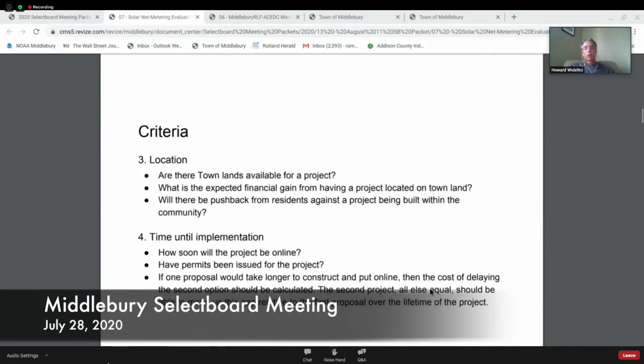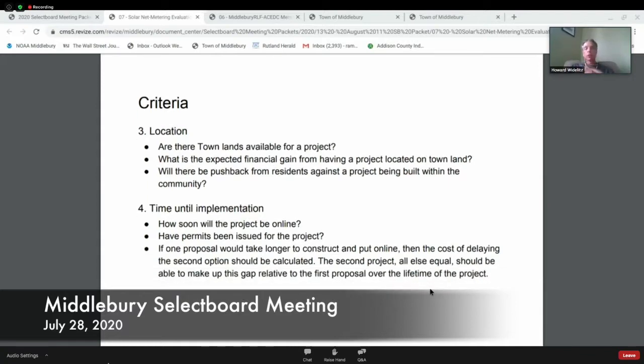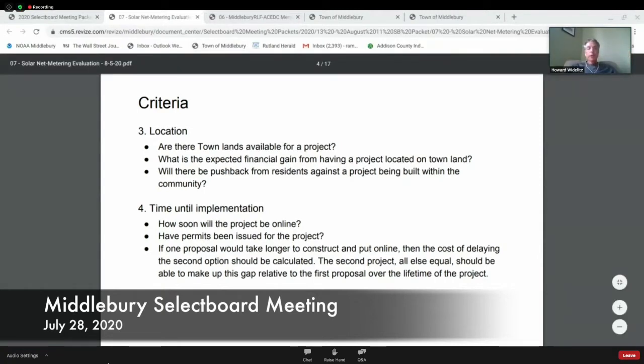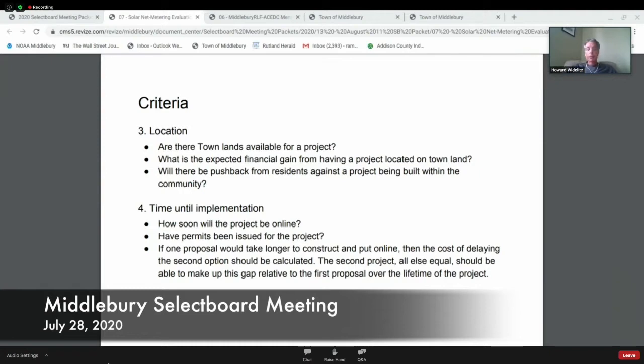And then location, as we saw with the South Street project, there's some sensitivity to that. So we want to make sure that that's also considered. There is a potential benefit that if we have an array that's in town, there could be some additional revenue that we'd realize from that. But we also need to consider what kind of pushback there might be depending on the location. There are some ideas we have there that we discussed, and we can get into that if you have any questions about that. And then the next one is time until implementation.